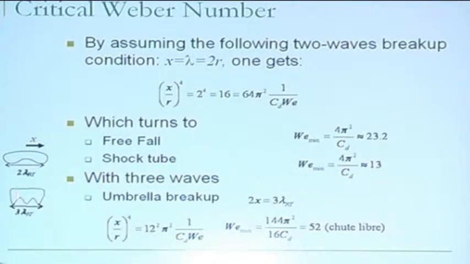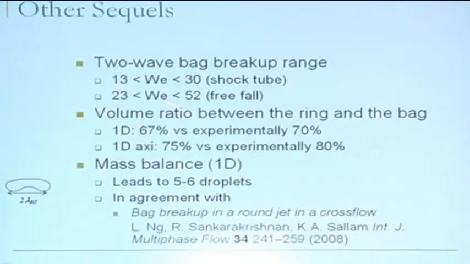And if you use this equation and put it back, then you have this new value for the critical value of the Weber number. Here it's for free fall. So it means that for free fall, between 23 and 52 with this analysis, you have a bag breakup related to the creation of 2 wavelengths. So here is the conclusion.